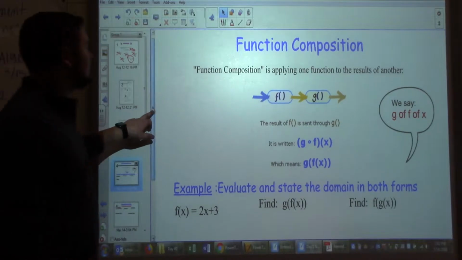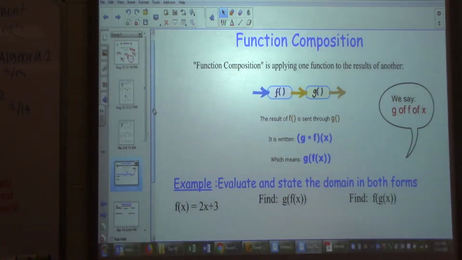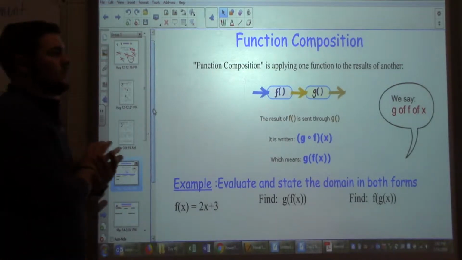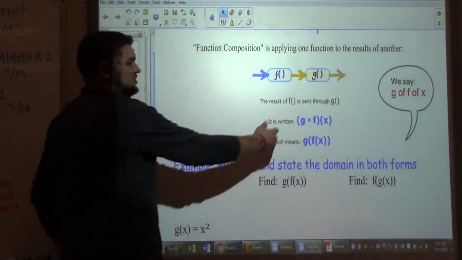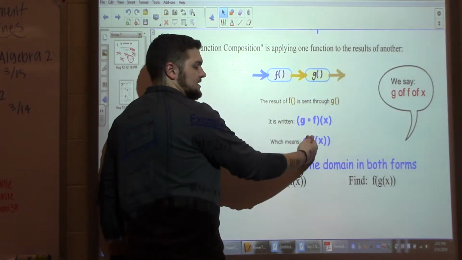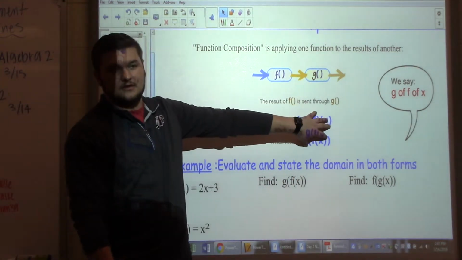Sweet. Today then, we're talking about function composition, which is basically taking one function and putting it into another. So applying one function to the results of another. A lot of times it'll look like these two different things written here. Right? G of f of x means the same as g of f of x. Right? These two mean the same exact thing.